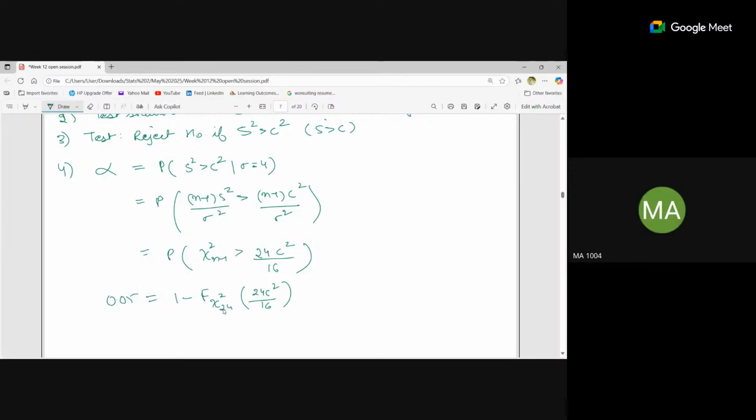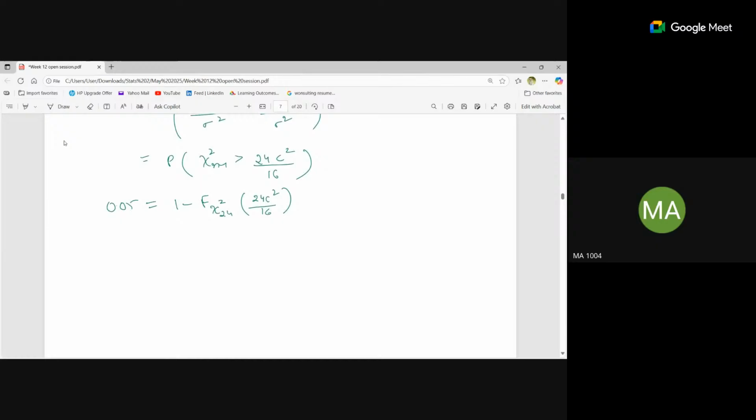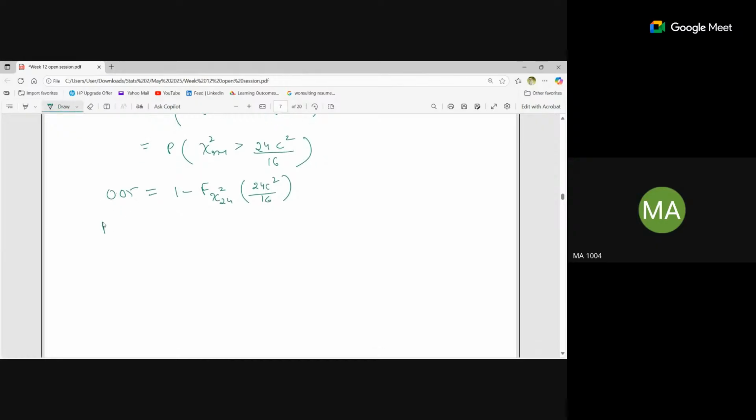Now this will be what? My F chi square with 24 degrees of freedom, 24 C square divided by 16. This will be what, 0.95? Yes. Now, this will be F inverse of 0.95.